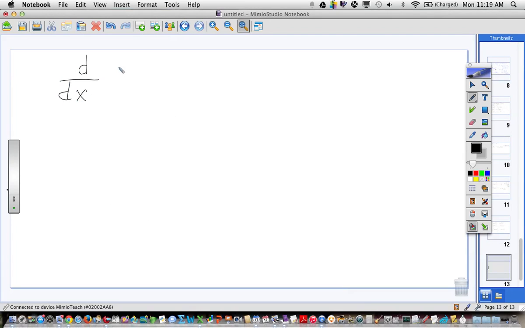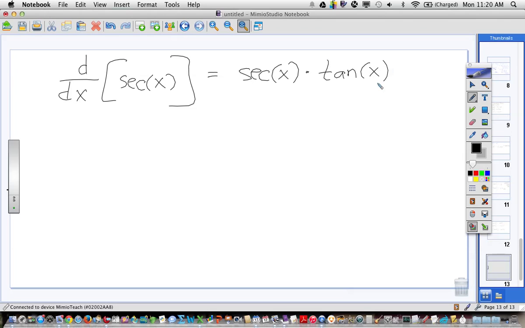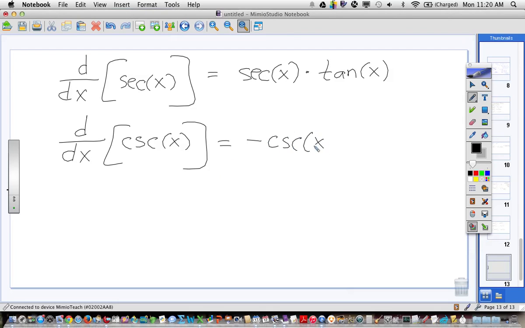So let's go through those. The derivative of secant x is secant x times tangent x. This is one that we'll have to work a little harder to memorize. We don't see it a whole lot. Derivative of secant x is secant x times tangent x. The derivative of cosecant x is closely related. It is negative cosecant x times cotangent x.